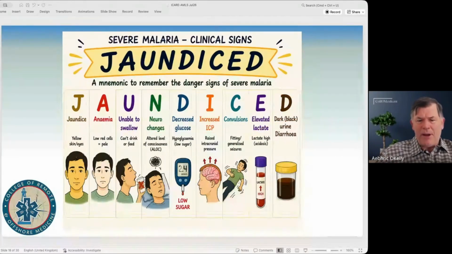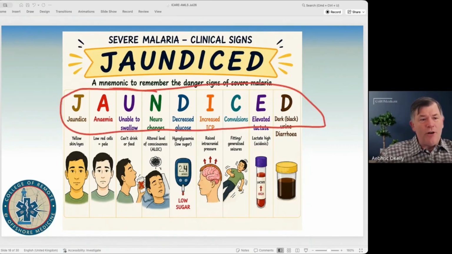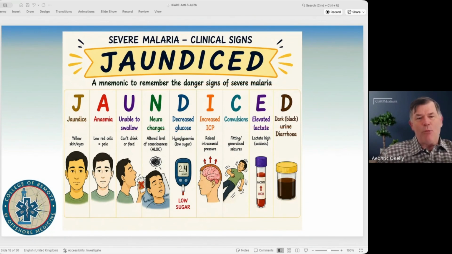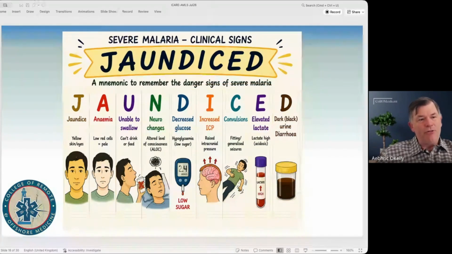Diana, you asked about skin and belly assessments. We haven't done that. We could do a belly assessment for ascariasis or something like that. You can see that with ultrasound, but there doesn't seem to be any GI issues at the moment. So JAUNDICED is a way that I remember how to deal with the malaria.